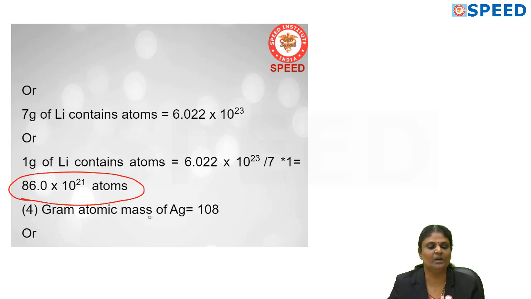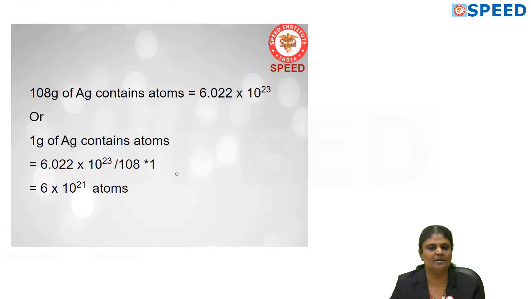And then last one, gram atomic mass of silver, that is 108. So you apply the same formula, 6.022 into 10 to the power of 23 divided by 108 into 1. So, this is a very small number. So, the third option is the correct one.